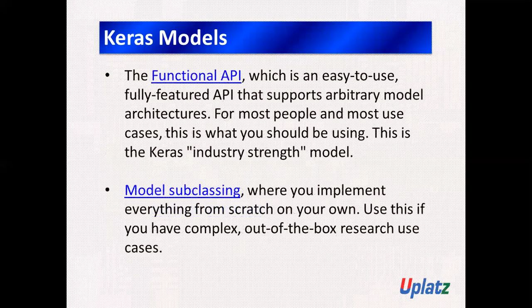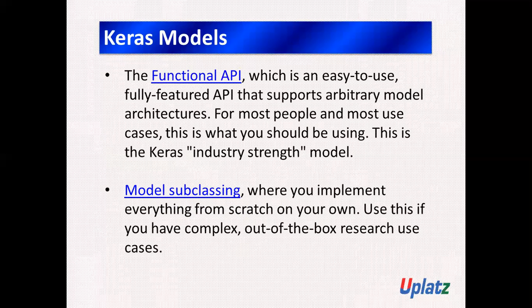Now the next thing is the functional API, which is an easy to use, fully featured API that supports arbitrary model architecture. For most people and most use cases, this is what you should be using. This is the Keras industry strength model. And the third one is model subclassing, where you implement everything from scratch on your own. Use this if you have complex, out of the box research use cases.